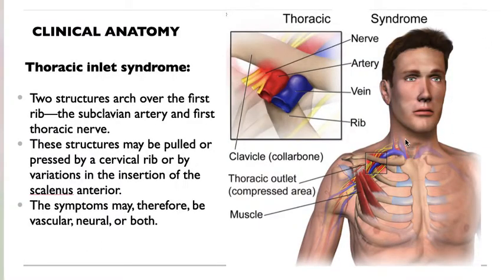Now, what is the thoracic inlet syndrome? Two basic structures are arching over the first rib, that is the subclavian artery and the first thoracic nerve. These structures may be pulled or pressed upon by a cervical rib or by variations in the insertion of the scalenus anterior, and the symptoms may therefore be vascular, neural, or both.